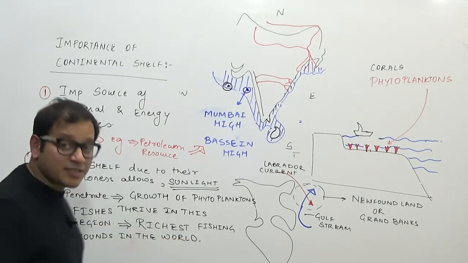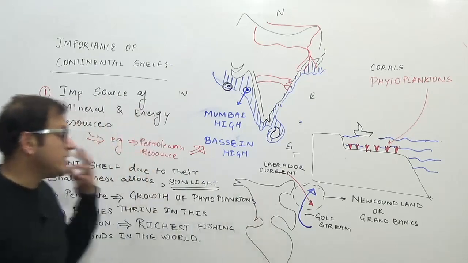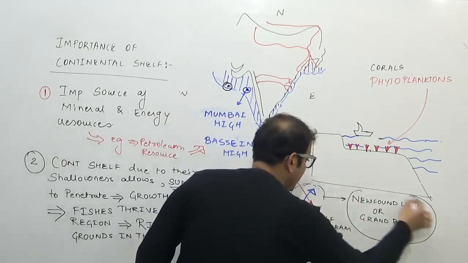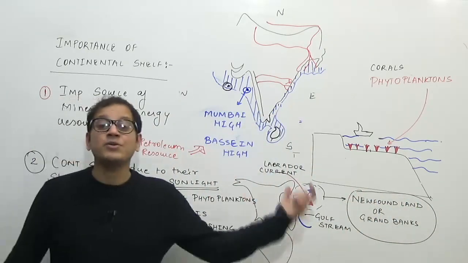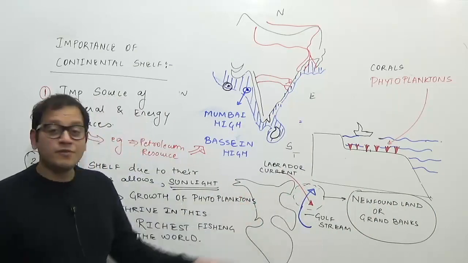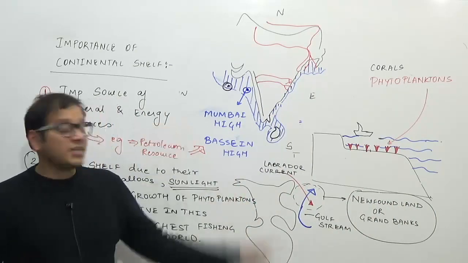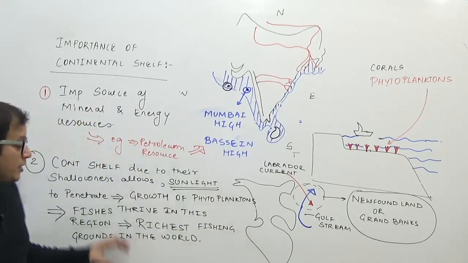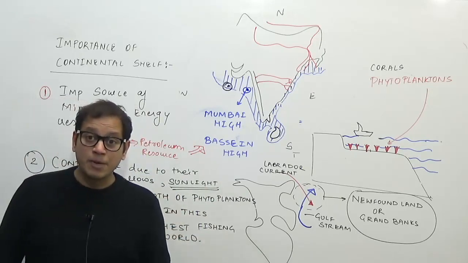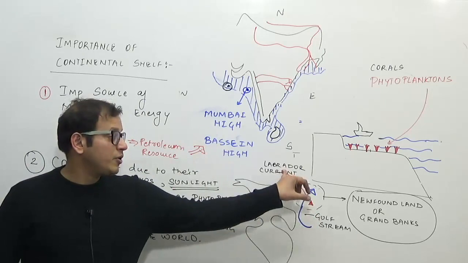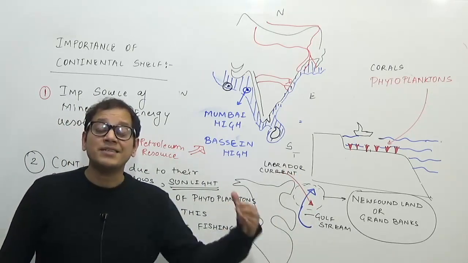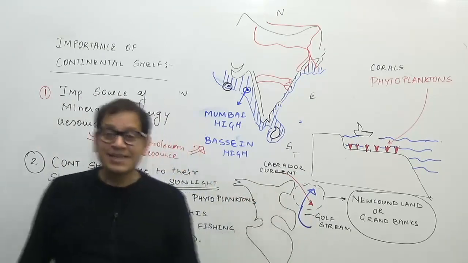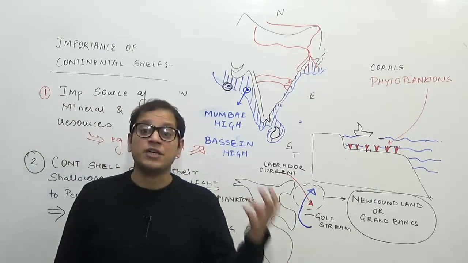Especially these richest fishing grounds in the world are more enriched if the cold and warm current meets. Example is the Newfoundland region or the Grand Banks region on the eastern coast of North America. The western coast of North America does not have a continental shelf, but the eastern coast has a wide continental shelf, and due to the wide continental shelf there is a large growth of phytoplanktons. Plus the meeting of cold Labrador current and warm Gulf Stream makes this region nutrient rich, and therefore the phytoplanktons grow in abundance, resulting into the largest or the richest fishing area in the world.